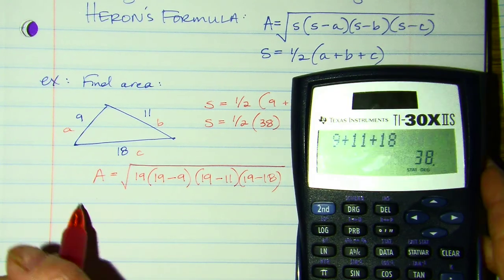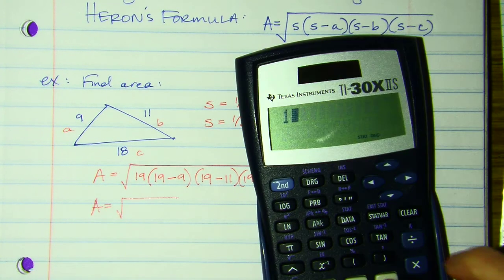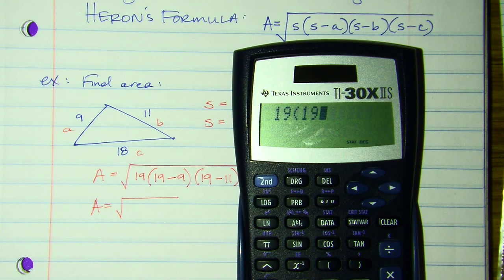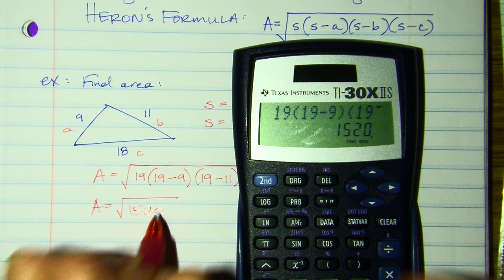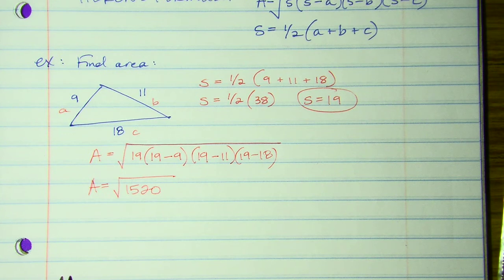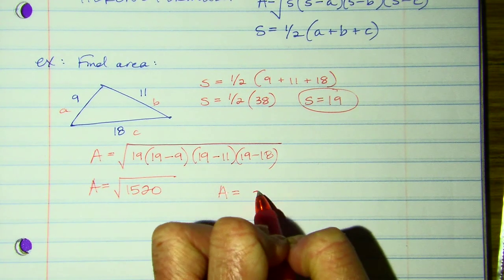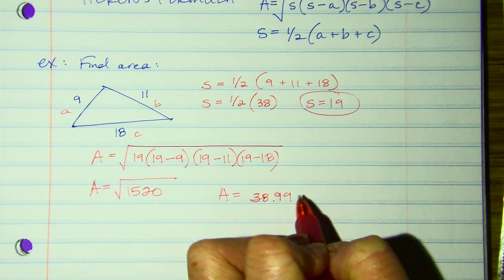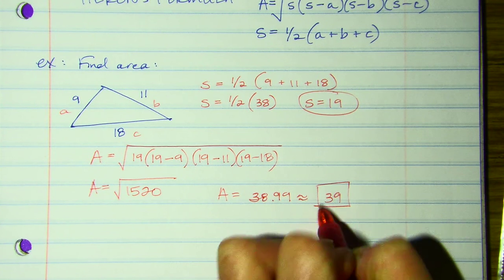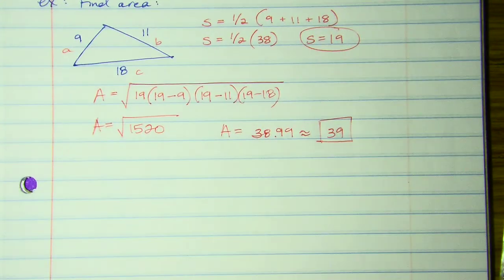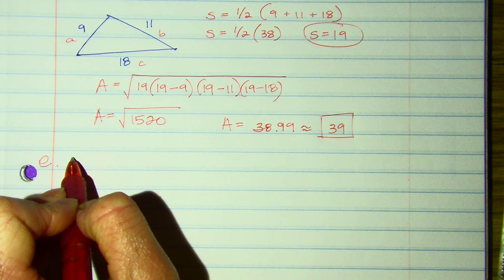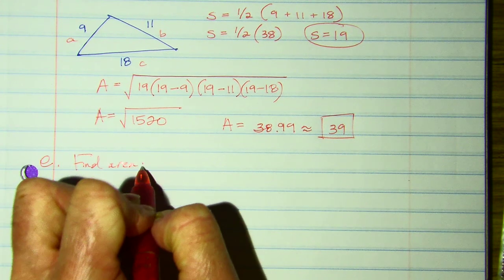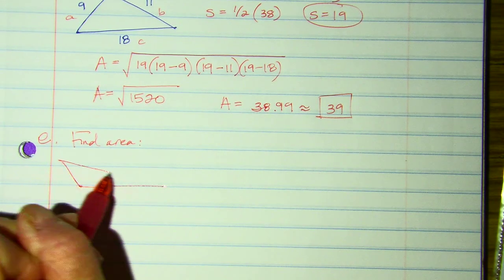So I'm going to enter all of this except for the square root symbol. So 19 times 19 minus 9 times 19 minus 11 times 19 minus 18. And I get 1520. And then the square root of 1520, the area equals 38.99, or you could round that to 39. So, using that formula, we're going to do part E of our lesson practice. Find the area of this crazy triangle they gave us.